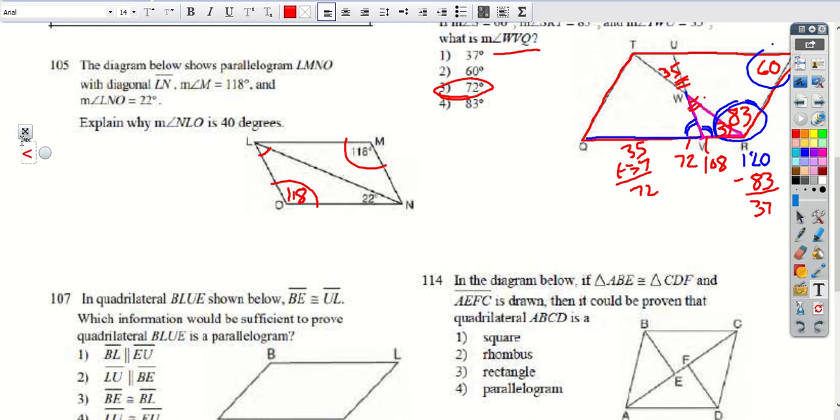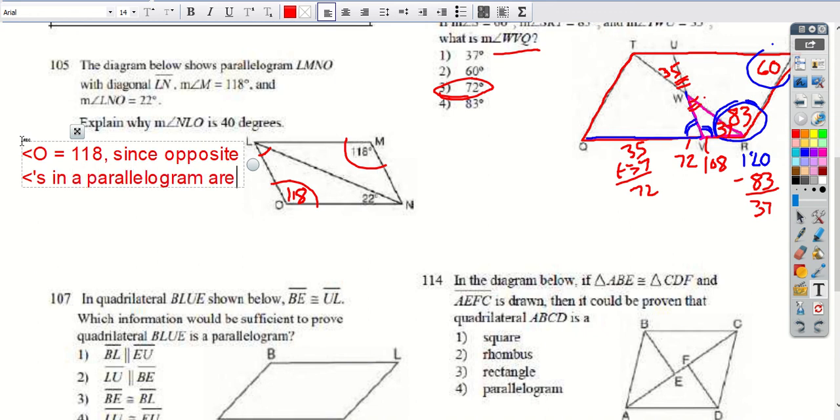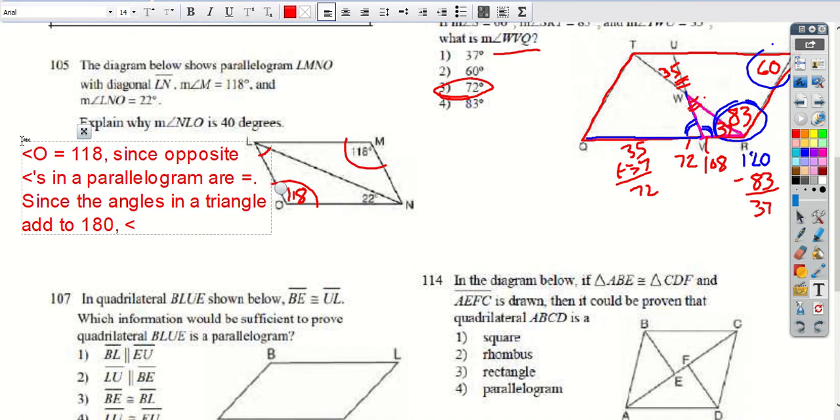Angle O equals 118 since opposite angles in a parallelogram are equal. And then since the angles in a triangle add to 180, angle L has to equal, and we can just do the math from there, right? 118 plus 22 is going to give us 140, and so angle L must equal, or just say equals 40 degrees, okay? You don't have to get specific.